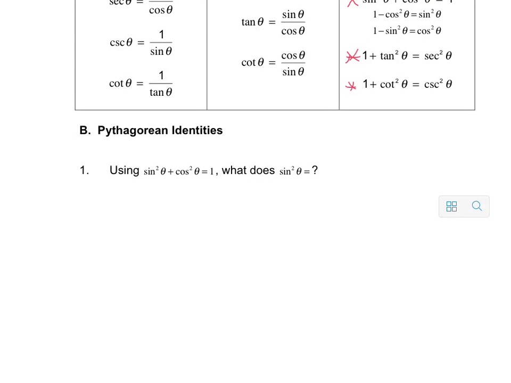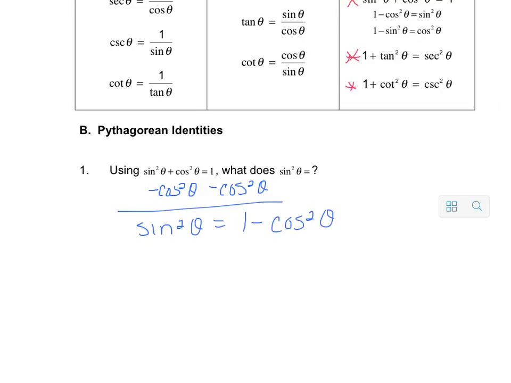Using sine squared of theta plus cosine squared of theta equals 1, what does sine squared of theta equal? So I want sine squared of theta by itself. In order to get sine squared of theta by itself in that equation, I'm going to subtract cosine squared of theta on both sides. So I'll end up with sine squared of theta equals 1 minus cosine squared of theta. So again, I took an identity and manipulated it to make it look another way.